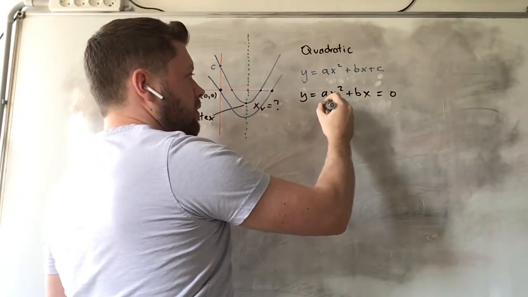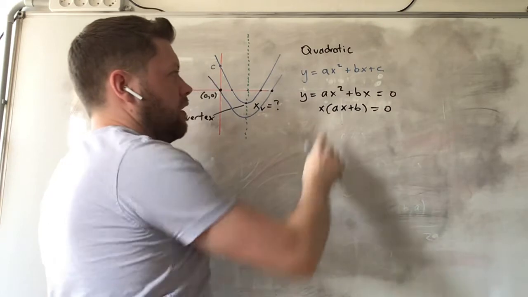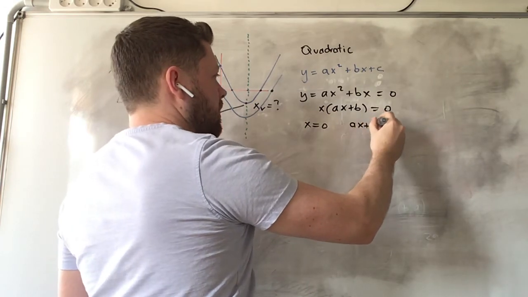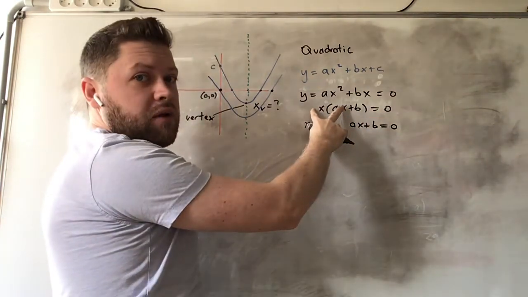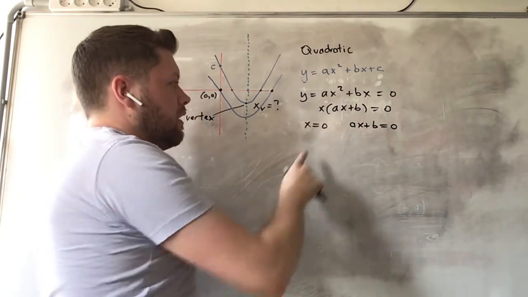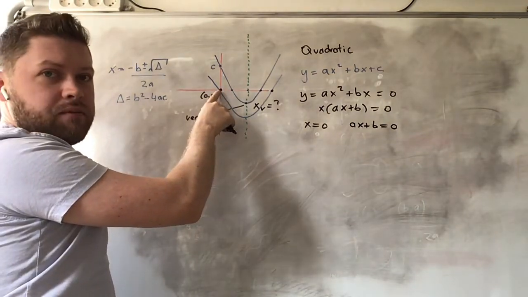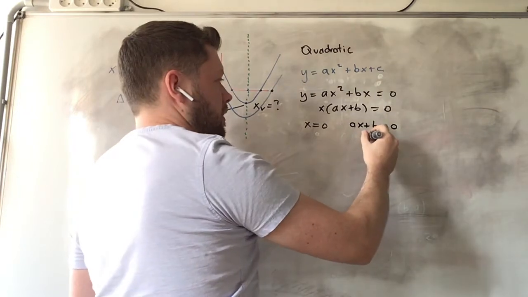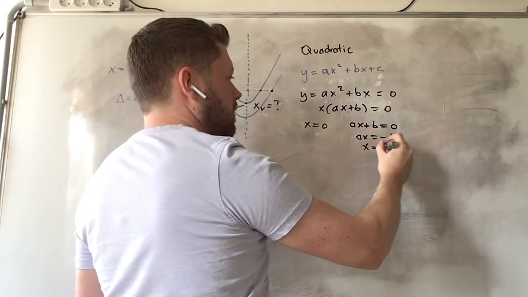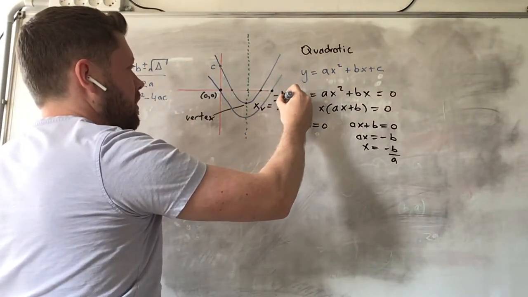But I've gotten rid of c, so now I can factor x out of this to give this. I just took x out. But that means that either x is equal to 0 or ax plus b is equal to 0. If you have two things multiplied and the answer is 0, then either this one is 0 or that one is 0. Now, this one, x equals 0, we expected, because when y is 0, x is 0 at this point here. And this gives us the other root. So ax is minus b, moving the b over, and x is minus b over a. So we found that this other point here is at minus b over a.